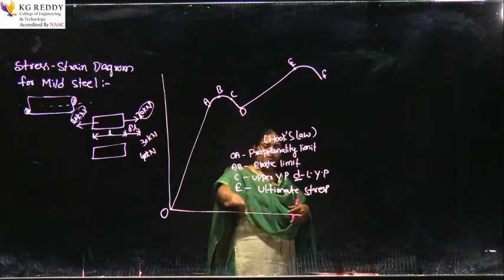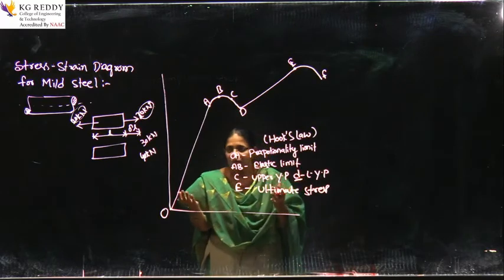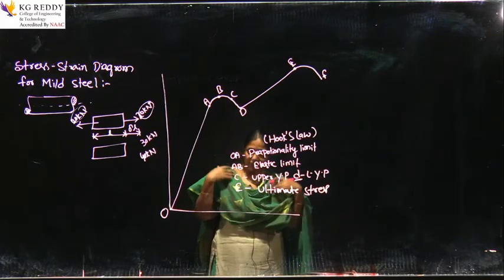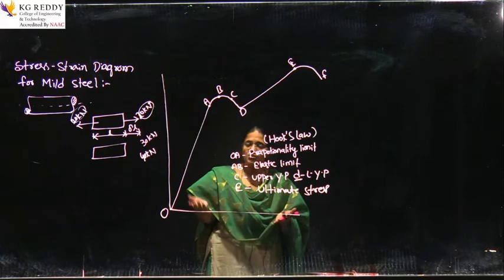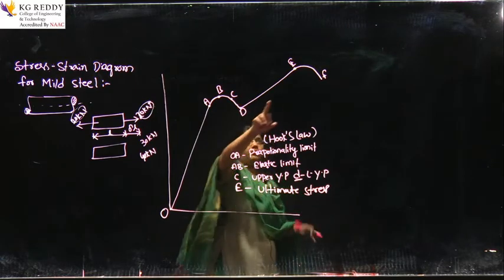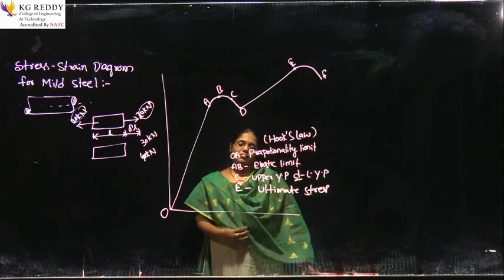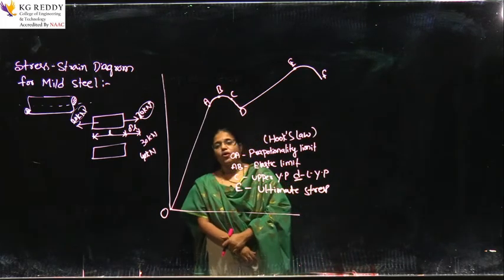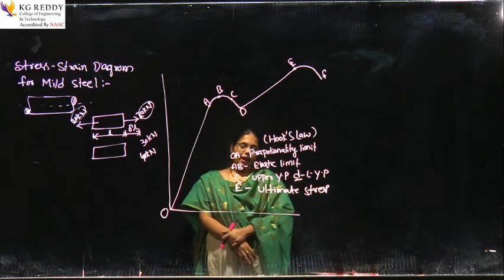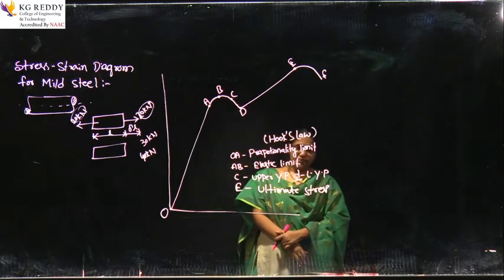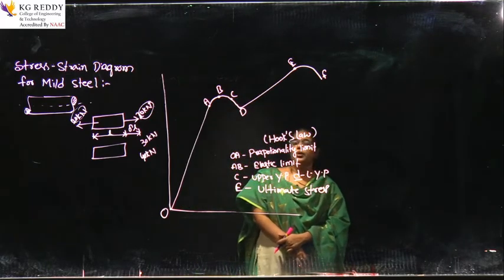So where we can apply the maximum load on the material, where it can give the maximum internal resistance to that material, that point will be treated as the ultimate stress. This ultimate stress we can also call design stress, and also safe stress, okay, because up to the point E we can apply the load safely.